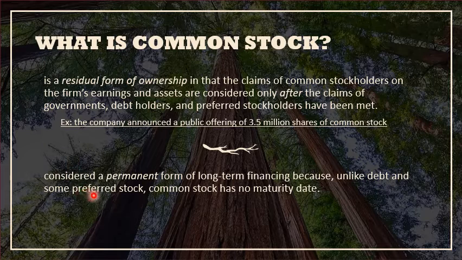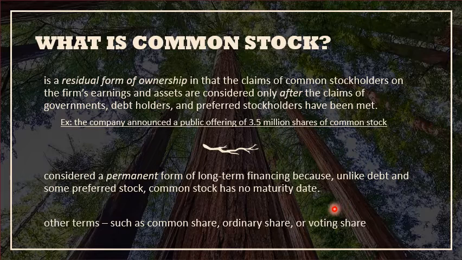Common stock is considered a permanent form of long-term financing because unlike debt and preferred stock, common stock has no maturity date, and it has no maturity date because the common stockholder has an ownership interest in the corporation. It is not a creditor nor a lender. Hence, the common stock does not come due or mature. So other terms of common stock: common share, ordinary share, and voting share.